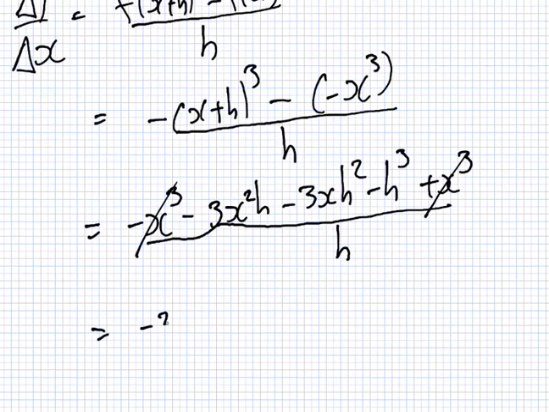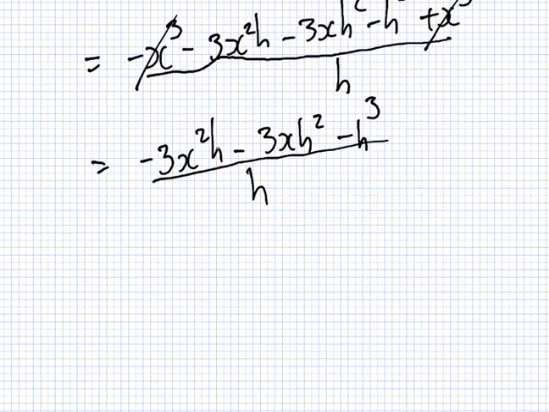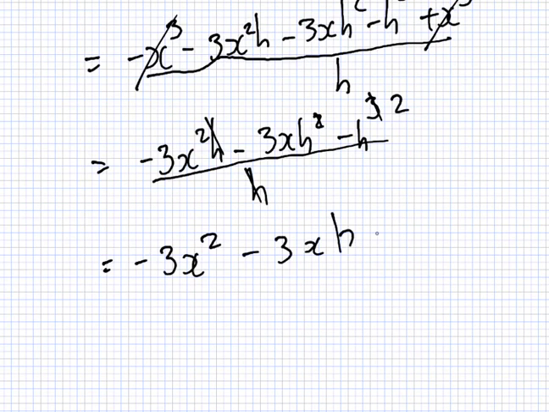So you're left with minus 3x squared h minus 3x h squared minus h cubed all over h. Cancel one h, and h makes squared. So you're left with minus 3x squared minus 3x h minus h squared.